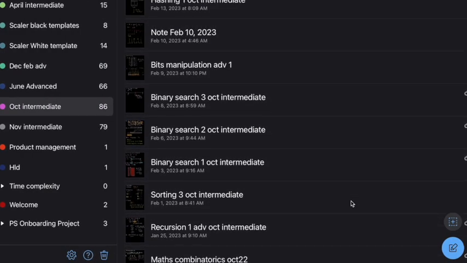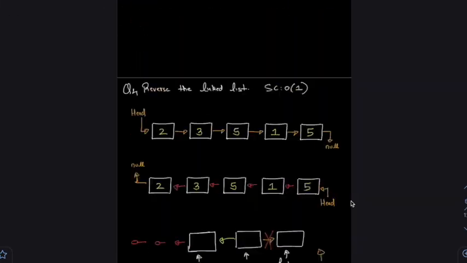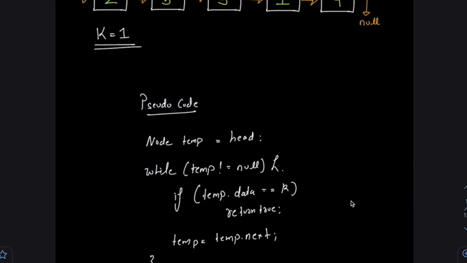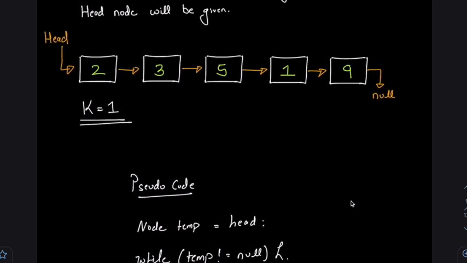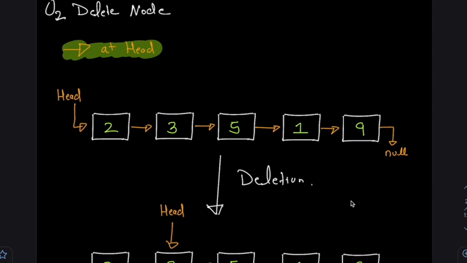Now I'll quickly jump on to our advanced classes. We had 3 classes there, and I think we just did questions, right? So this was the first question: search for an element k in a given linked list. The head node will be given. Easy, simple traversal. You got the answer. Nothing too complex.